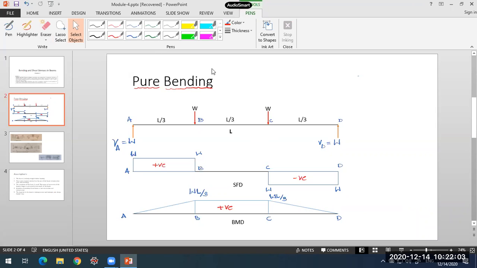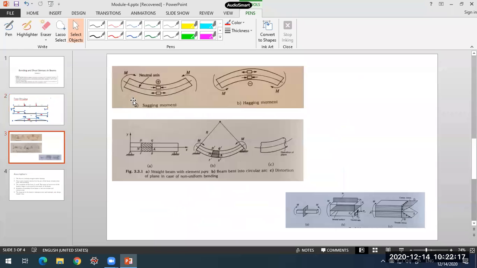So there may be other beams also with other types of loading where you come across pure bending. One more example is a beam subjected to end couples. Something like this. In such a case also you may have a pure bending case. So that is also pure bending over here.